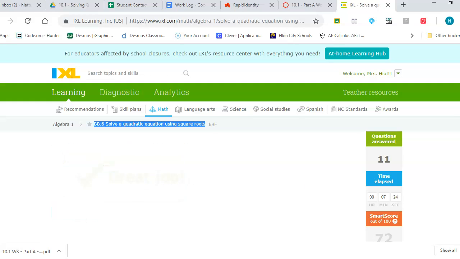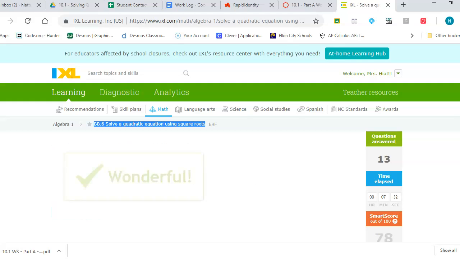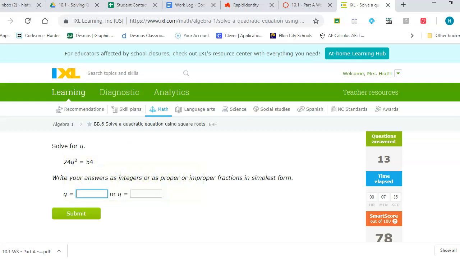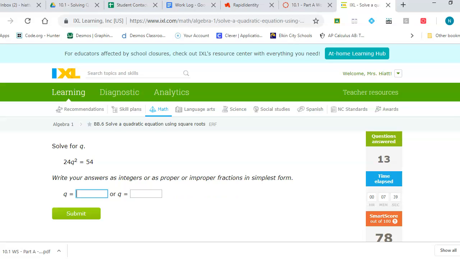This one's negative. I'm trying to get one that's two. Right here is a good example. It doesn't ask you though. So eventually, if you get one where you're taking the square root of a positive number, you'll get two solutions is what that answer will be. So you'll do that.